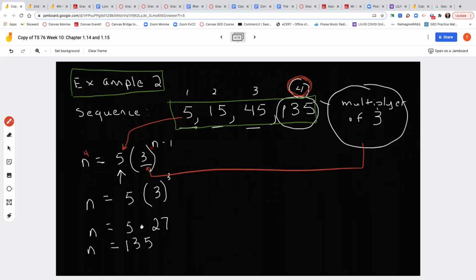So what's the n here? Well, we're looking for the fourth term. This would be 4 minus 1, because we're looking for term number 4. So that's what that n is. 4 minus 1 is 3, so now this becomes 3 to the third. 3 times 3 times 3 is 27. 3 to the third equals 27 here. 5 times 27 is 135. So the fourth term, n4, is 135.